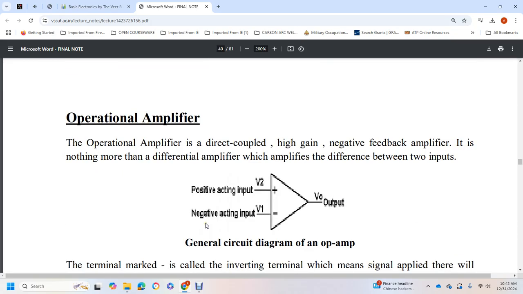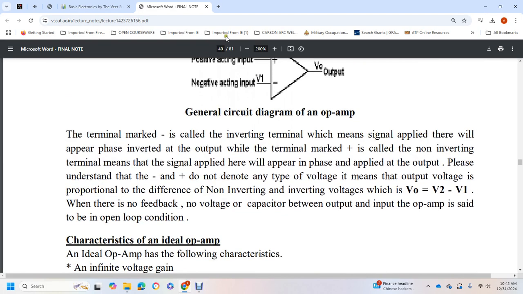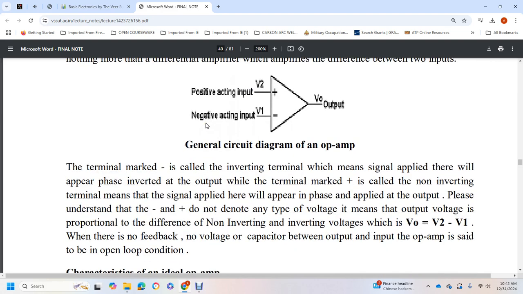Operational amplifier. An operational amplifier, a direct-coupled high-gain negative feedback amplifier, is nothing more than a differential amplifier that amplifies the difference between two points. The positive input acts as voltage 2, the negative input as voltage 1, with a voltage output. This is the general circuit diagram of an operational amplifier. The terminal marked minus is called the inverting terminal, meaning that a signal applied there will appear phase-inverted at the output, while the terminal marked plus is the non-inverting terminal, meaning that the signal applied here will appear in phase at the output.